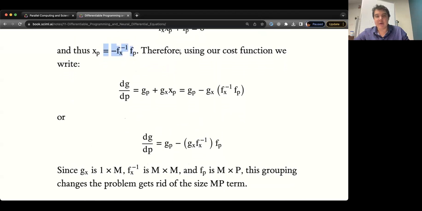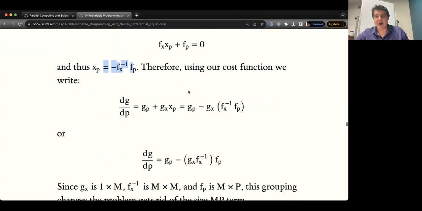And so if you then have a loss function, for example, a cost function defined by the output of Newton's method, right?